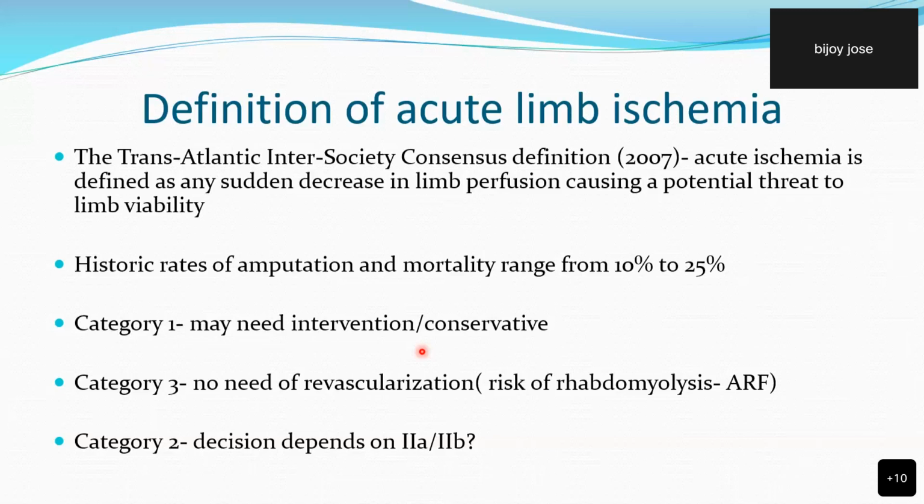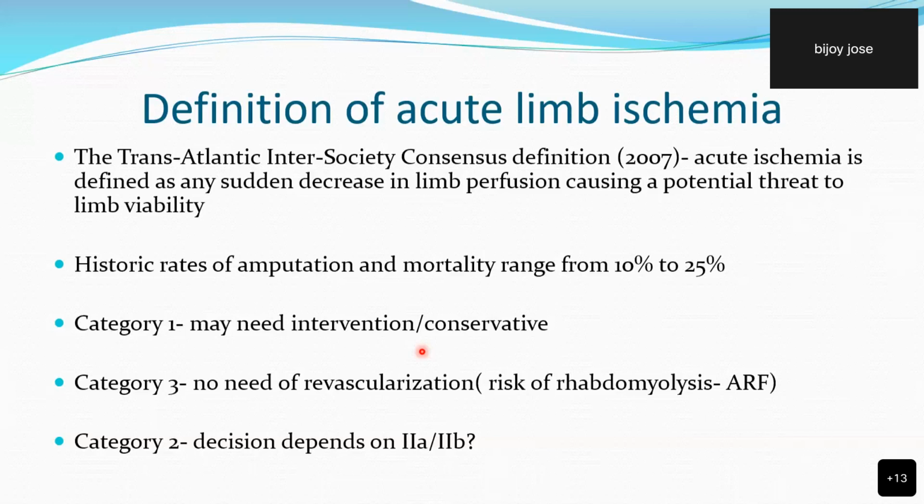And broadly, we divide acute limb ischemia into three categories. Category 1: most of these patients may need an intervention, or we may get away with a conservative approach. Category 3: usually they don't merit any revascularization because most of the time the muscles are dead. Attempted revascularization can lead to complications like rhabdomyolysis and acute renal failure.